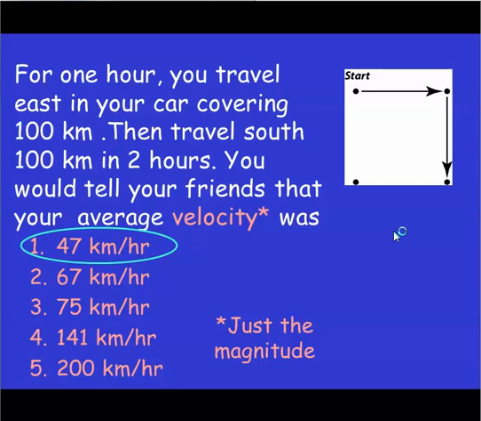Because this time you need the displacement, which would be the diagonal of the square determined by these two vectors. So you're going to have to use geometry and trigonometry in most cases when you're dealing with vectors. I would say the exception would be if they're just in one dimension.